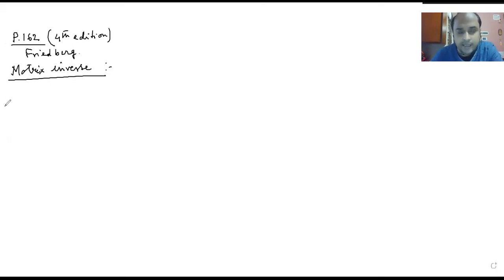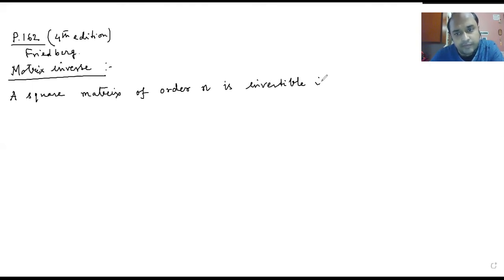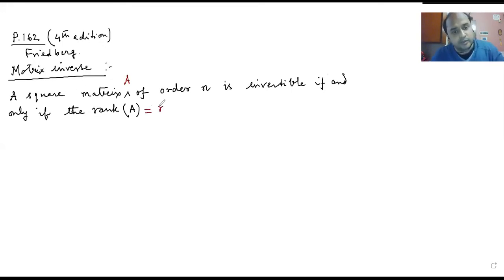Now, you know that I told you in the last class, as I can remember, that a square matrix of order n is invertible if and only if the rank of the matrix, a square matrix, let us name it as capital A, is such that the rank of the matrix must be equal to the order of the matrix.